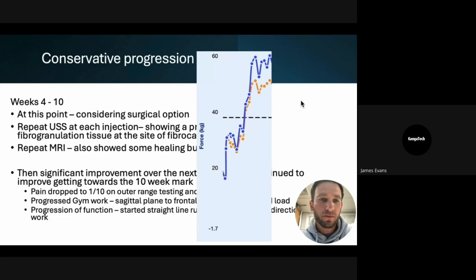direction work. And then you can see from here, again, as we started to progress his function, that his strength scores continued to improve. A little bit of fluctuation, they go up and down, but generally on the whole, his strength scores were improving, along with his clinical picture on the bed.